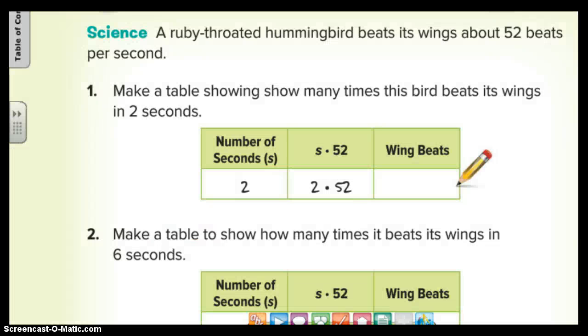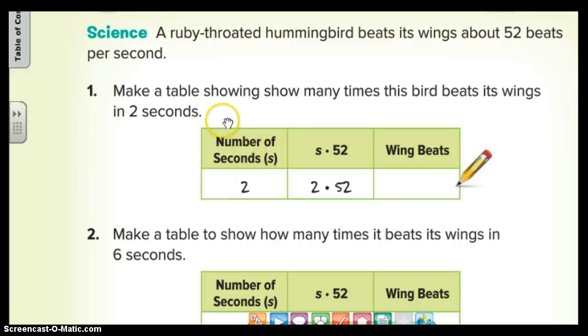Now that we know a little bit more about hummingbirds, we're going to take some of the data that we learned and we're going to learn how to use function tables. Now in the video, we must have been learning about a different hummingbird than the ruby-throated, because our fact here says that a ruby-throated hummingbird beats its wings about 52 beats per second, whereas in the video it said about 26, I think. But let's use this data and go ahead and check out what it means to make a function table. So first we need to make a table showing how many times this bird beats its wings in 2 seconds.